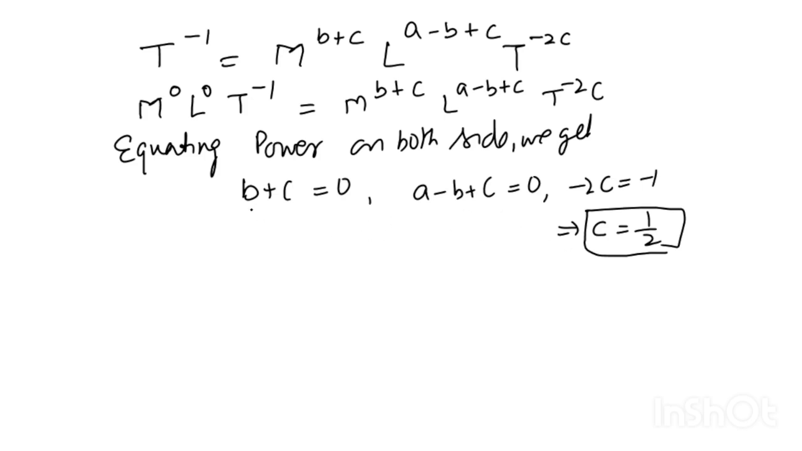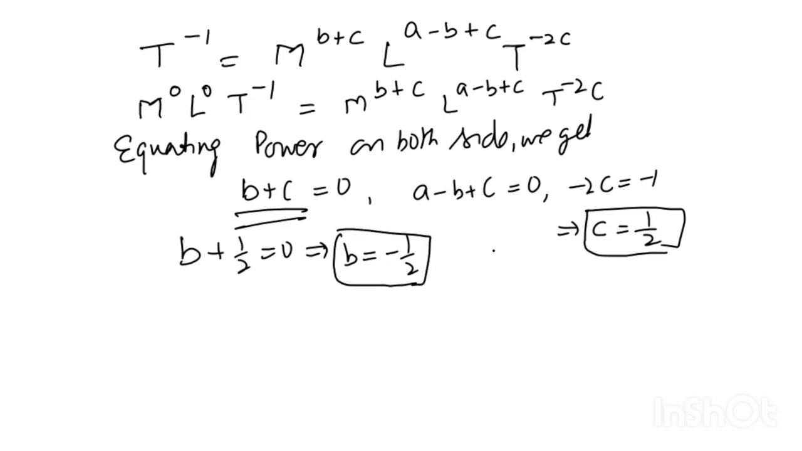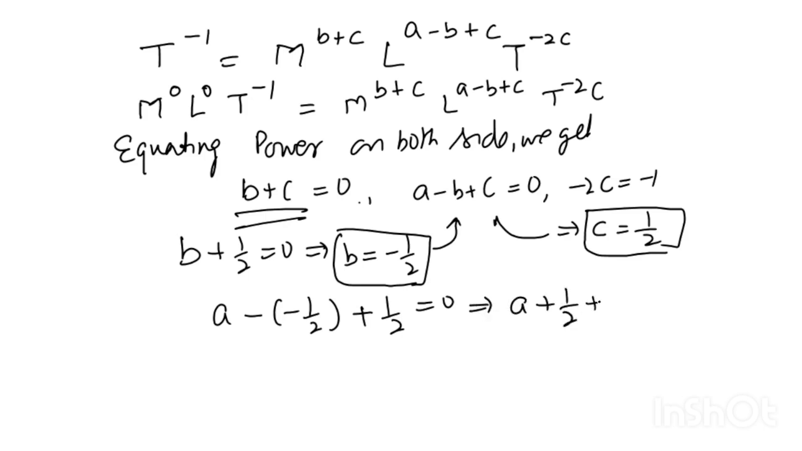Now we put C in this equation. So B plus half equal to 0. This implies B equal to minus half. Now we put the value of B and C in this equation. So you can mention the number of equation 2, 3, 4. So A minus half plus half equal to 0. This implies A plus half equal to 0. So the value of A equal to minus 1.